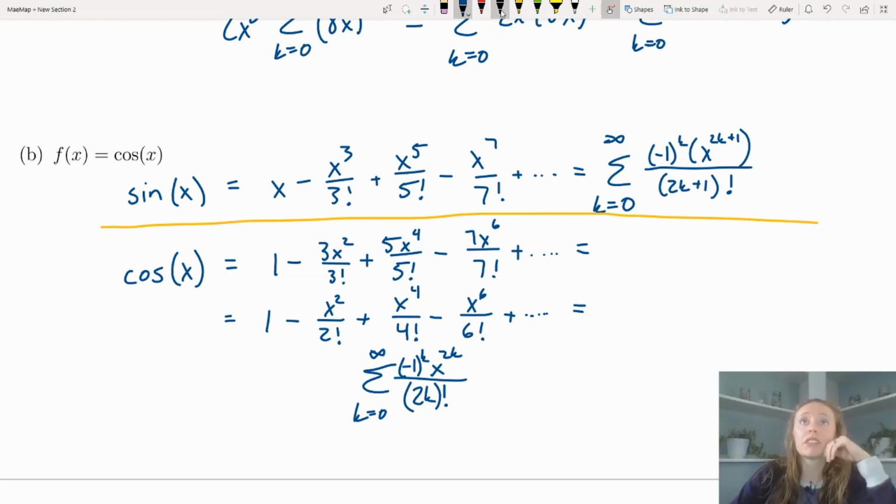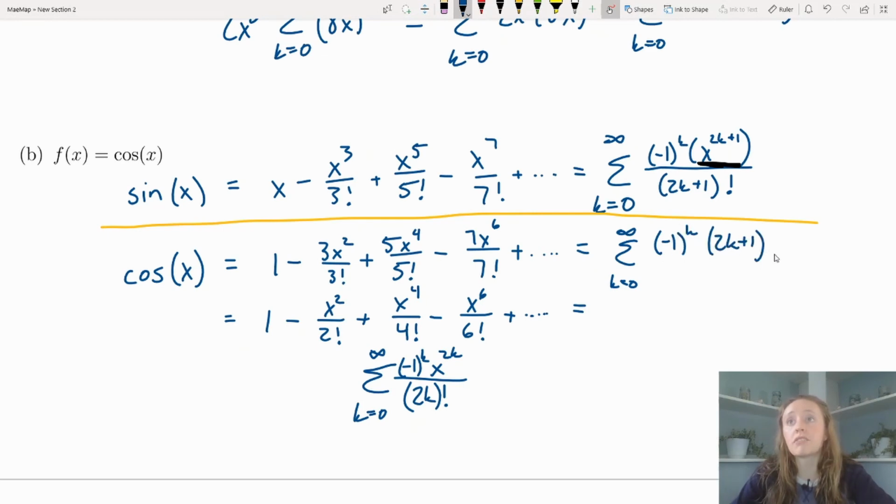But if you didn't feel like writing all of these terms out, take a look. We can just differentiate this series. And we're differentiating with respect to x. So how we do that is we drop the exponent down in front and we decrease that exponent value by 1. So this would be the summation from k equals 0 to infinity. We still have negative 1 to the k. I'm going to bring that 2k plus 1 down in front, multiply it by x to the 2k plus 1 minus 1, which is x to the 2k. And that's all over 2k plus 1 factorial.